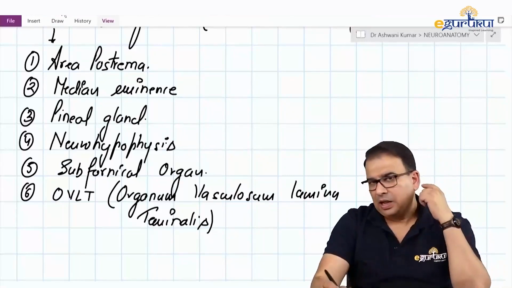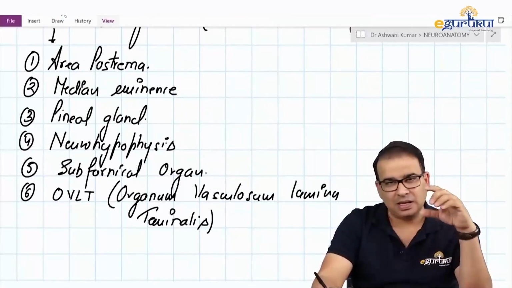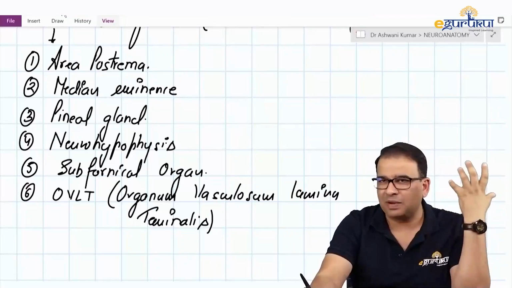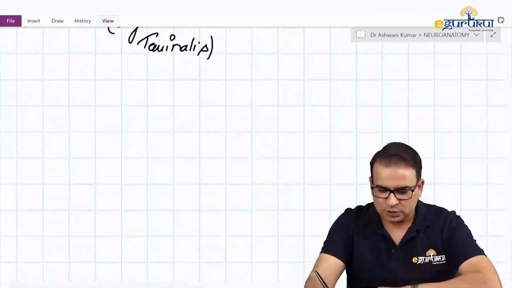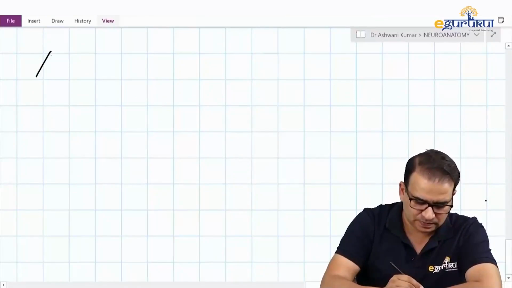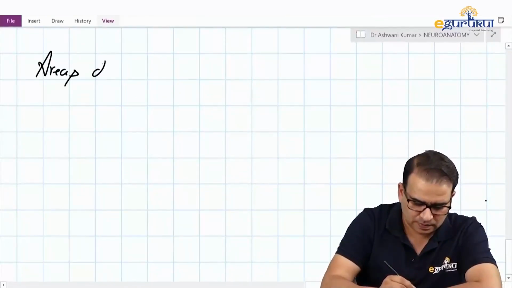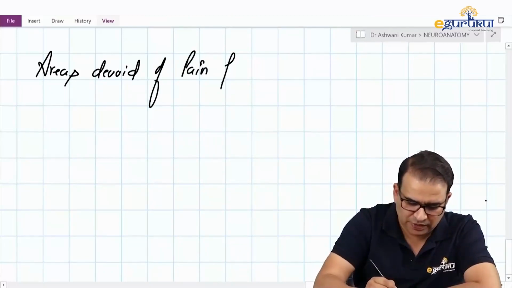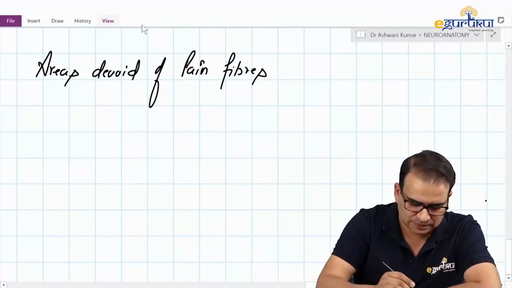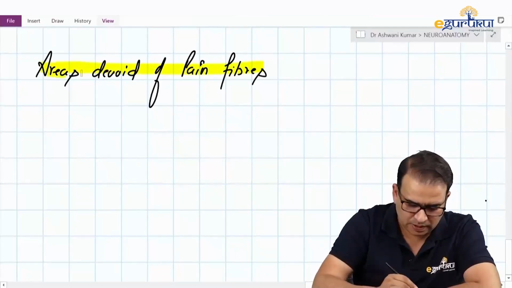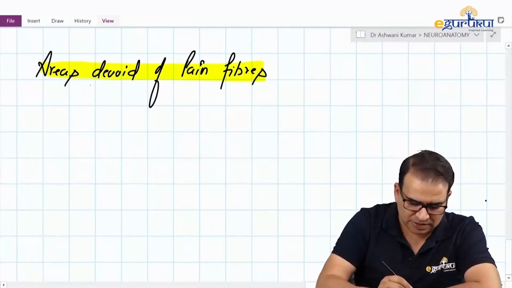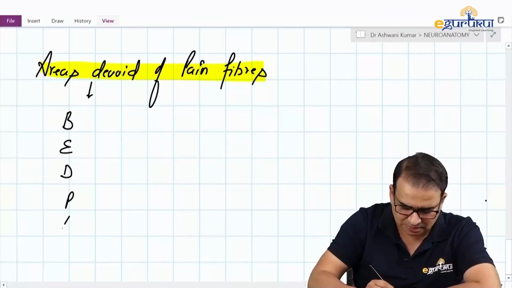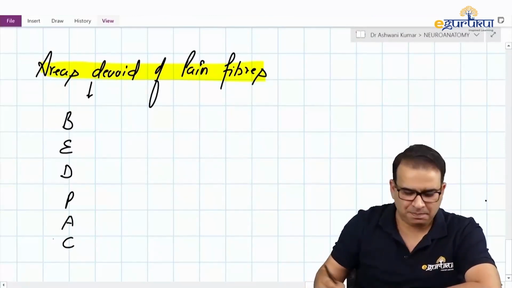Now guys, talking of devoid, there are some areas in the brain which are also devoid of nociceptive fibers or pain fibers. We do not have pain fibers in the majority of the brain, to be honest. So, areas devoid of pain fibers. The easy way to remember them is the mnemonic BED PAC, B-E-D, P-A-C.